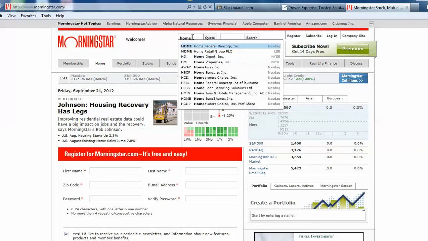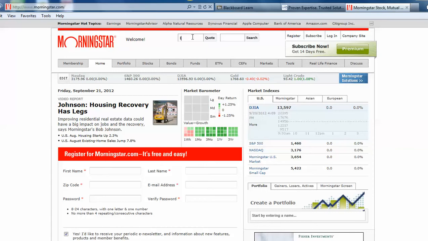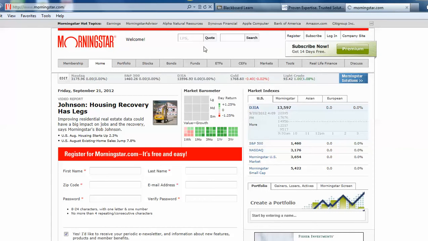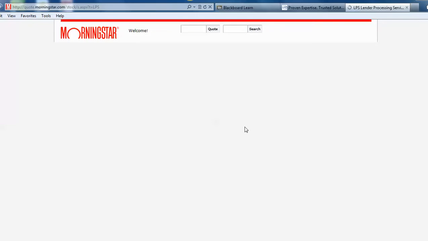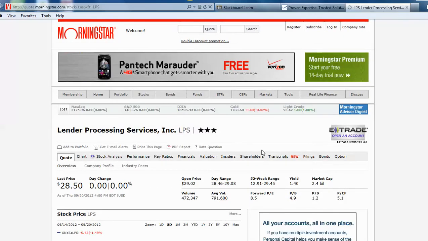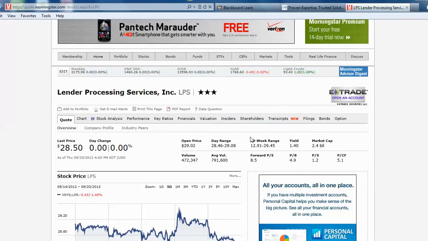I'm going to use a company called Lender Processing Services that's headquartered in Jacksonville here for demonstration, because most students don't pick it to do an analysis on, so it makes a good example. So we'll go ahead and plug that in, and then hopefully Morningstar will speed it up a little bit. Alright, so it's giving us quite a bit of information right in the main page here.